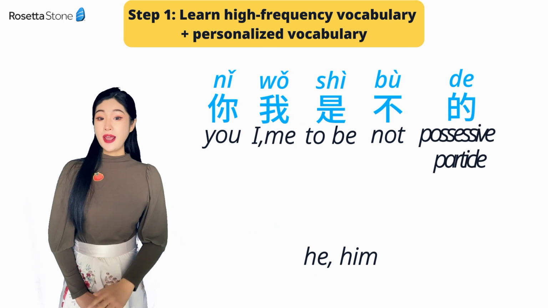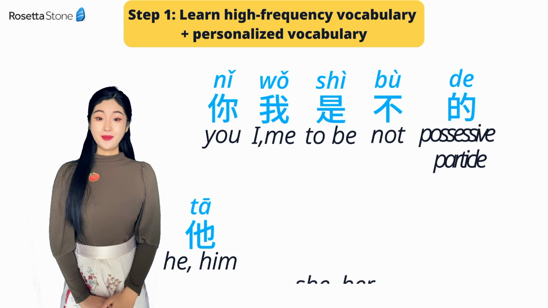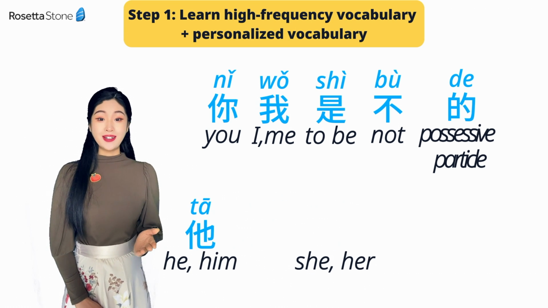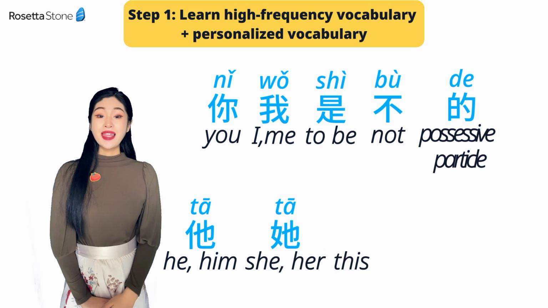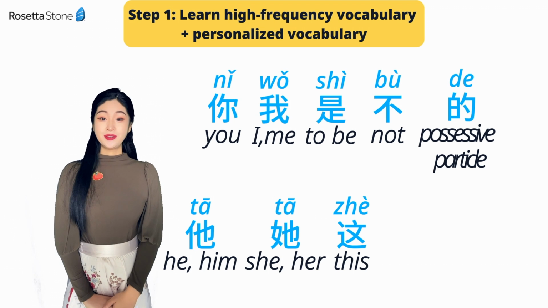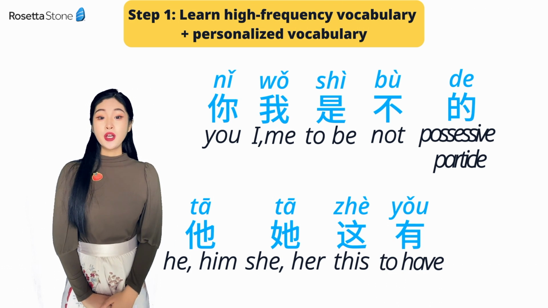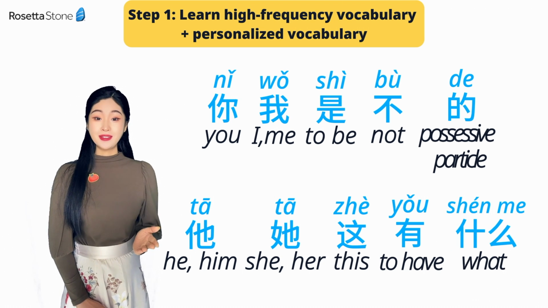He or him, 他. She or her, 她. This, 这. To have, 有. What, 什么.